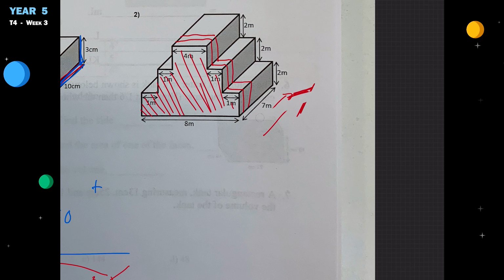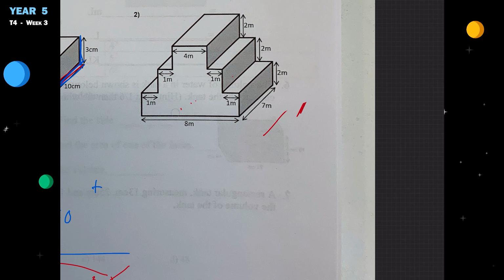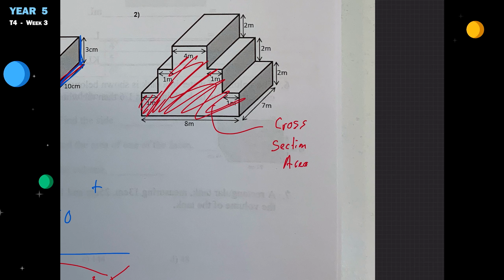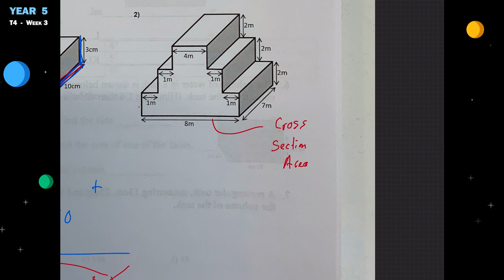Okay, so all we gotta do is find, now this is called a cross-section area. The area of the face there. So the area of this face here is the cross-section area. Alright, so let's work out the cross-section area. So what we're going to do is we're going to divide this shape into a bunch of small rectangles.